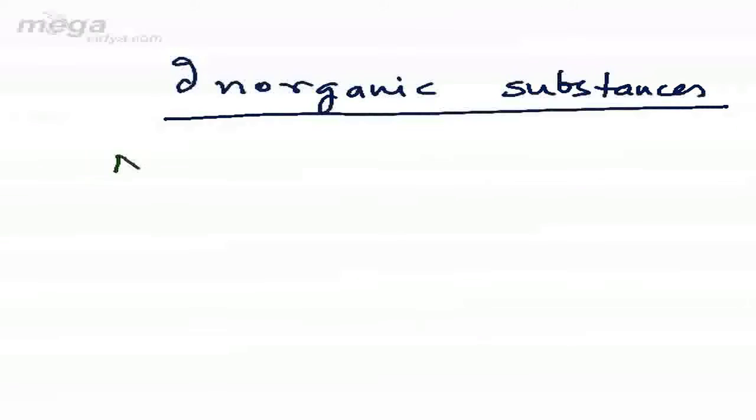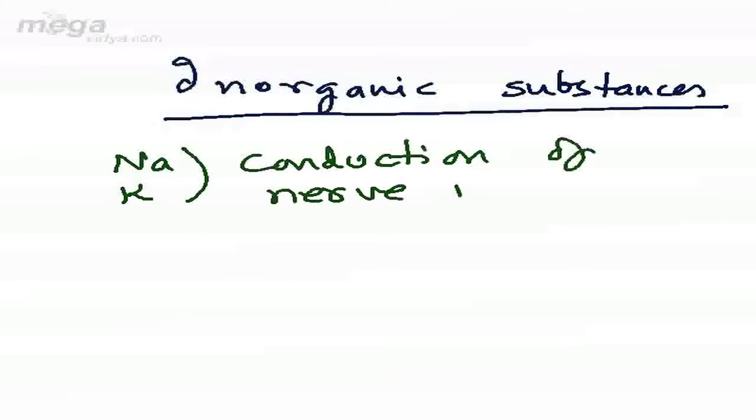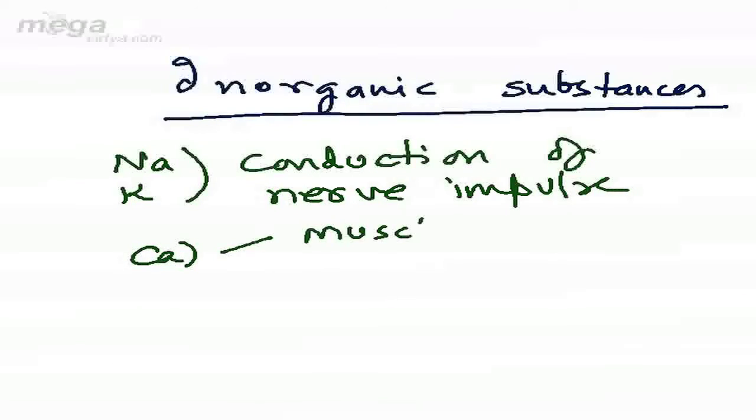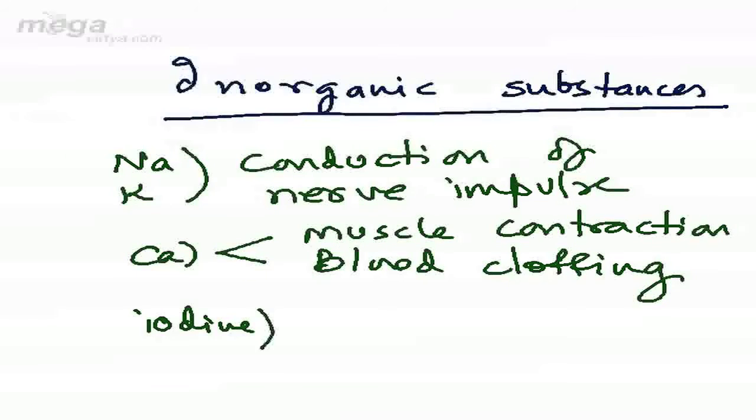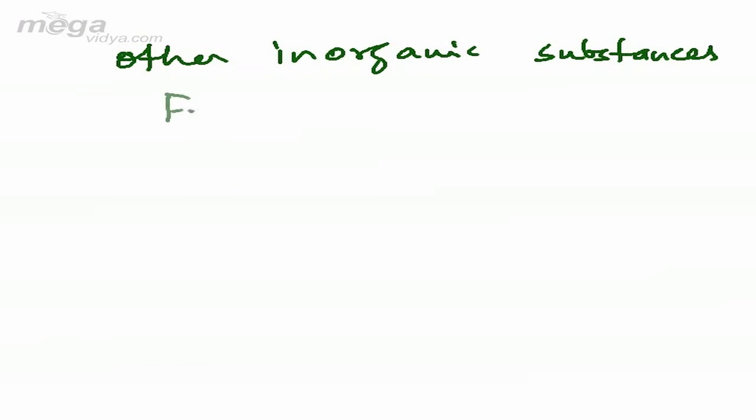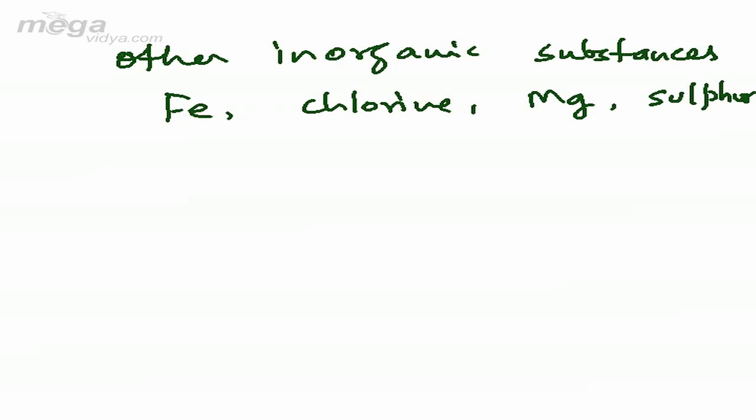Coming to inorganic substances in the blood. Sodium and potassium are 2 very important substances. They are needed for conduction of nerve impulse. Another inorganic substance in the blood is calcium, which is needed for muscle contraction and blood clotting. Another inorganic substance in the blood is iodine, which is needed for formation of thyroxine. Other inorganic substances like iron, chlorine, magnesium, sulfur are also present in blood.